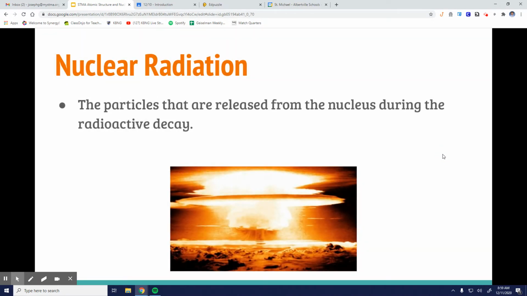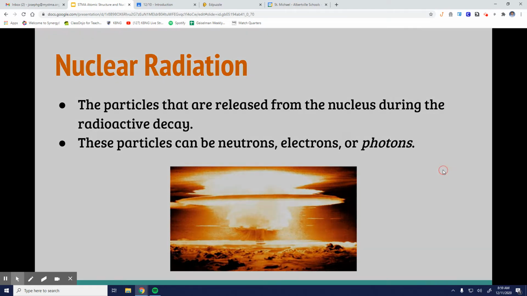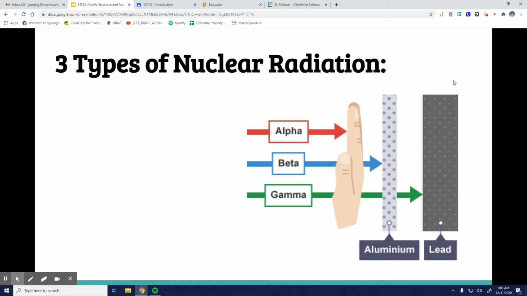So nuclear radiation really talks about the particles that are released from the nucleus during radioactive decay. And they can be three different things. They can be protons and neutrons, they can be electrons, and they can also be a photon. And a photon is an energy particle. It's not really a particle, but it's a little package of energy, and we'll talk a little bit more about those. So there's three types of radiation.